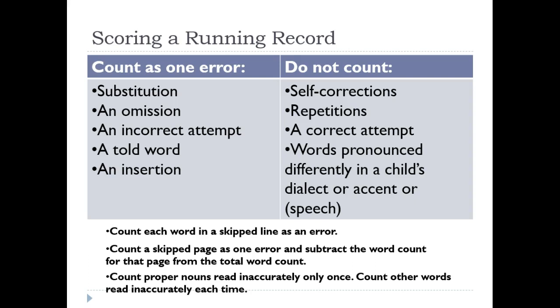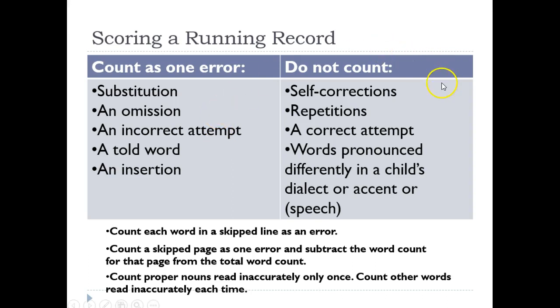As I mentioned before, running records use a set of coding conventions, but we also need to determine what is considered an error. If you take a look on the left side of the PowerPoint right here, what is an error? A substitution is an error. An omission is an error. An incorrect attempt is an error. A told word is an error, as well as an insertion. All these count as errors on a written record as we begin to score it.